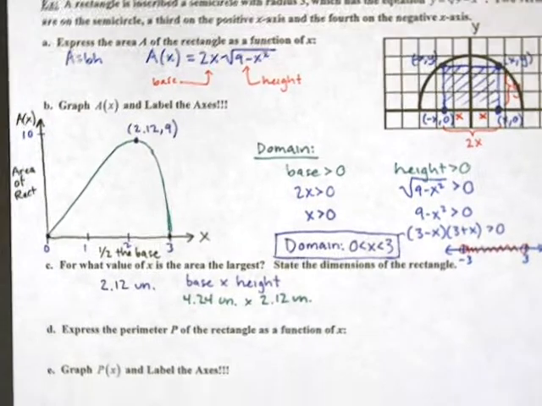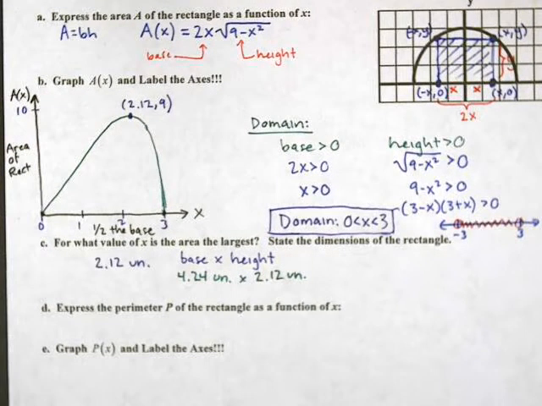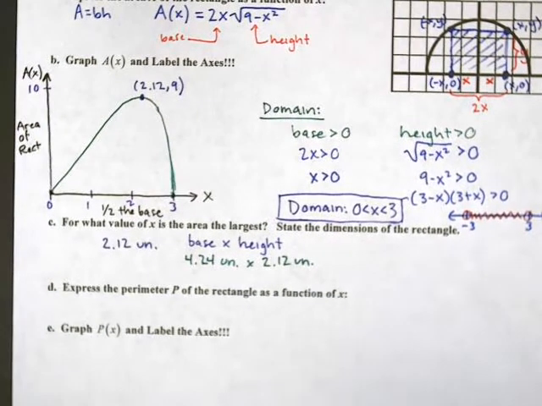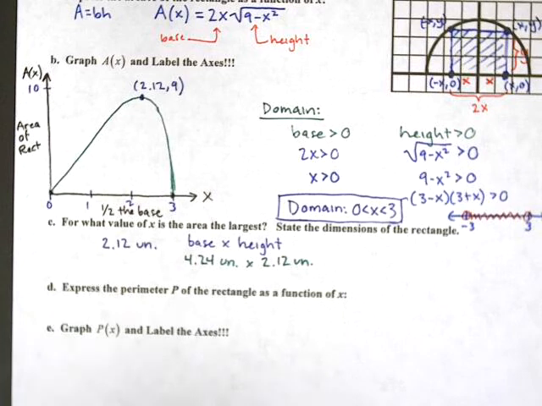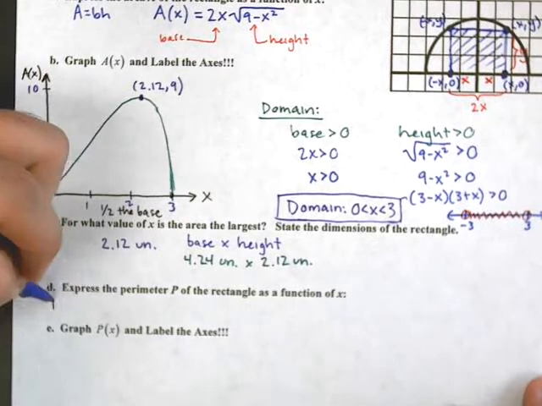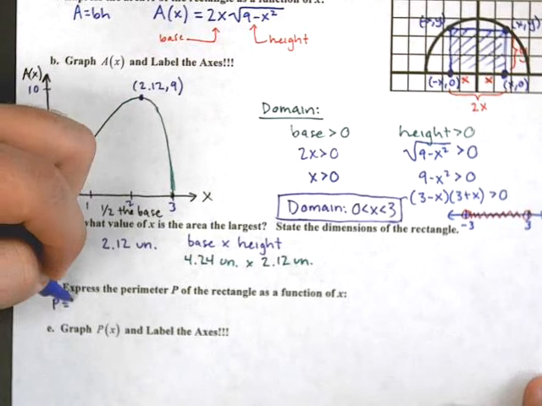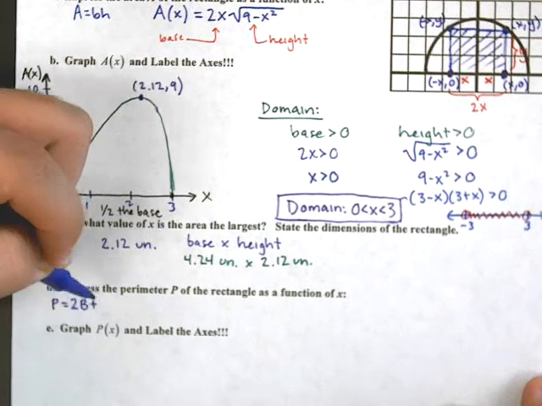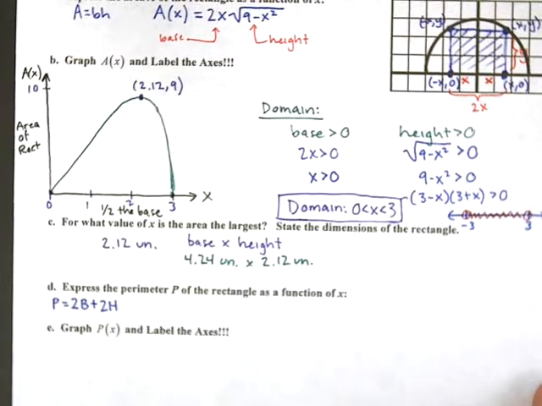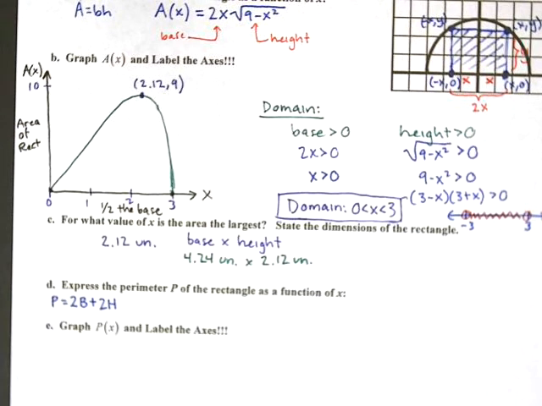Now, part D, and moving forward, this is introducing the concept of perimeter. It's honestly the same exact thing, it's just that our area formula is not the same as our perimeter formula. Perimeter, for rectangles at least, is 2 times the base plus 2 times the height.